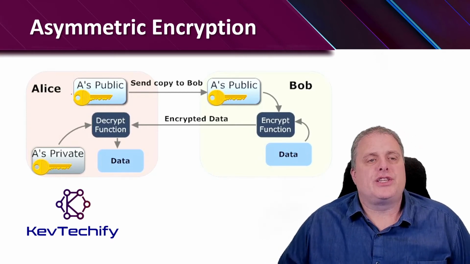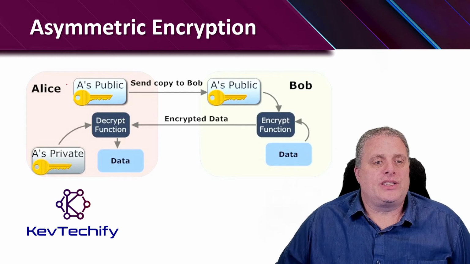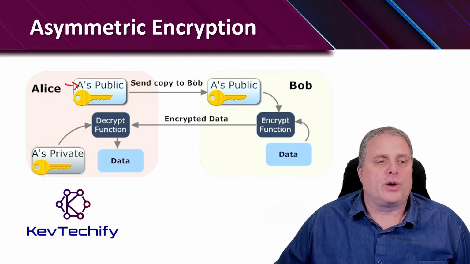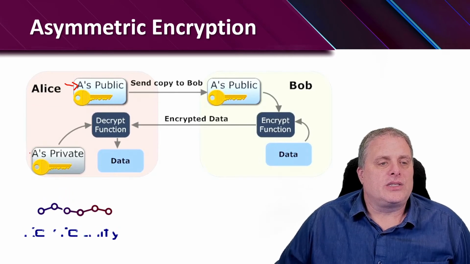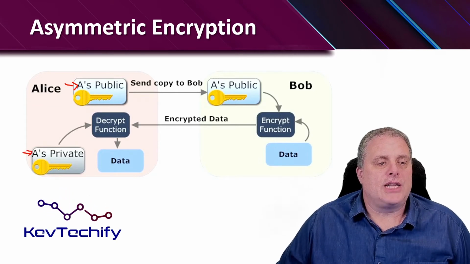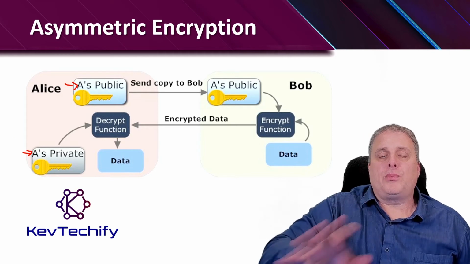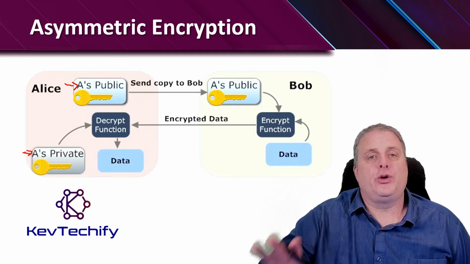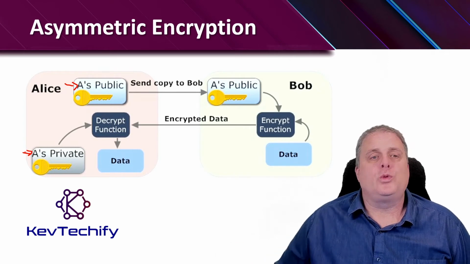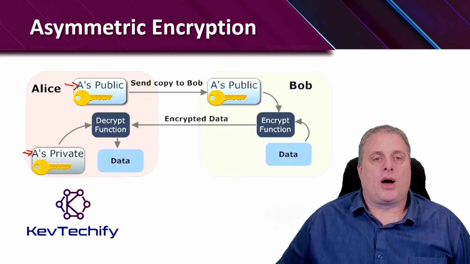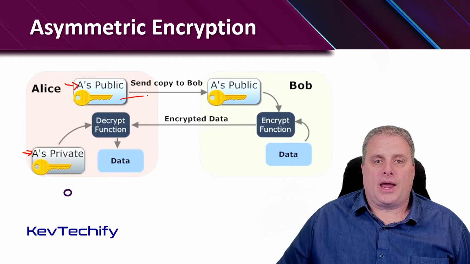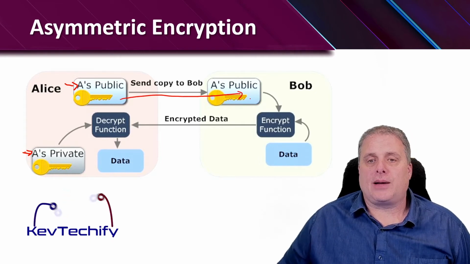Alice generates two keys. Alice generates a public key, one that they will share with anybody who requests it, and then Alice generates a private key. She does not share that with anybody. Alice's public key will be sent to anybody who requests it, and so Bob will request Alice's public key. So Alice's public key is sent over to Bob.